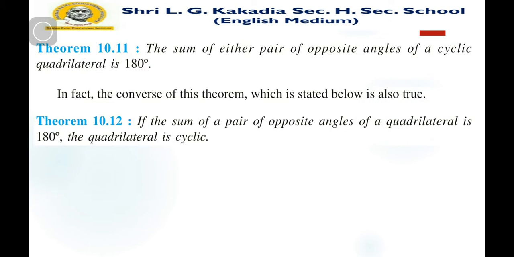In fact, the converse of the theorem which is stated below is also true. If we take the converse of this Theorem 10.11, then we find Theorem number 10.12: if the sum of a pair of opposite angles of a quadrilateral is 180 degrees, then the quadrilateral is cyclic. So using this property, let me solve some examples.